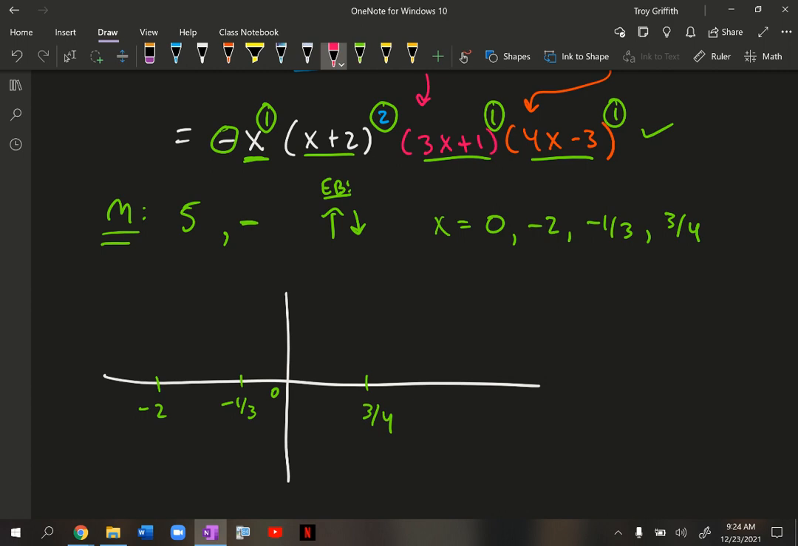Let's draw in our end behavior. Okay, again, we're up on the left. We are down on the right. And then let's see what happens from here. So let's go through each x-intercept and let's think about the behavior. So x plus 2, this one was squared.